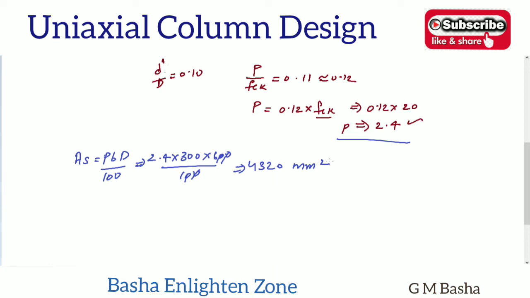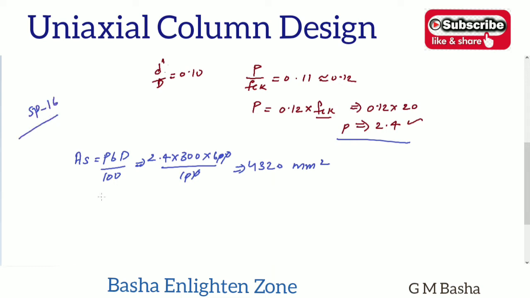This is the way for finding the non-dimensional parameters based on the charts. Here you will get As directly. According to IS standards, there is one formula for axially loaded columns: Pu equals 0.4 fck Ac plus 0.67 fy Asc. That is somewhat complicated for this type of problem, which is the reason I am using SP16 to solve these problems.